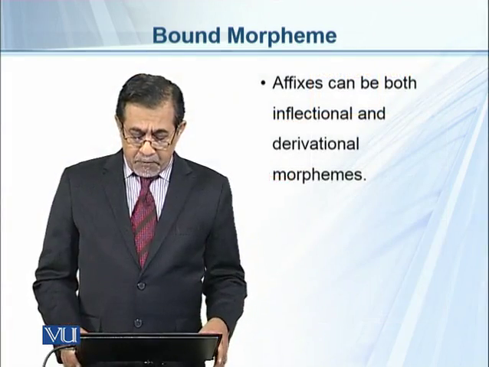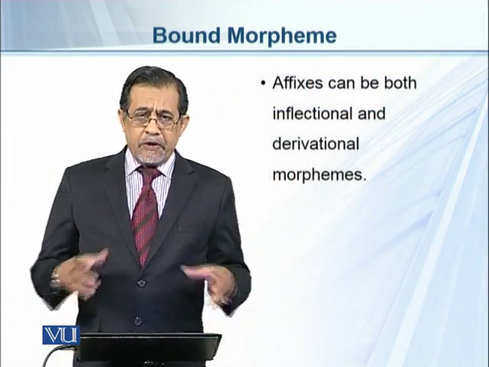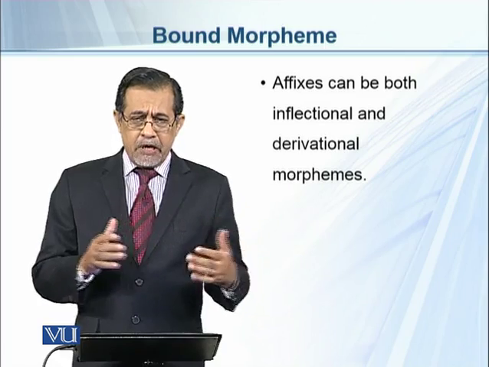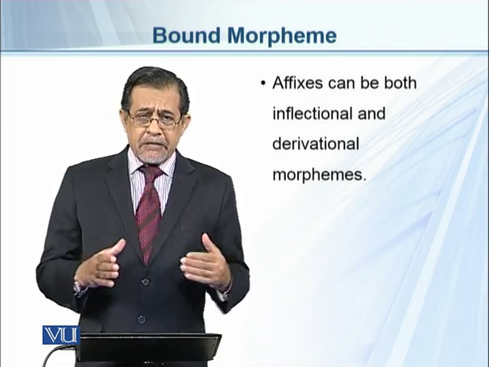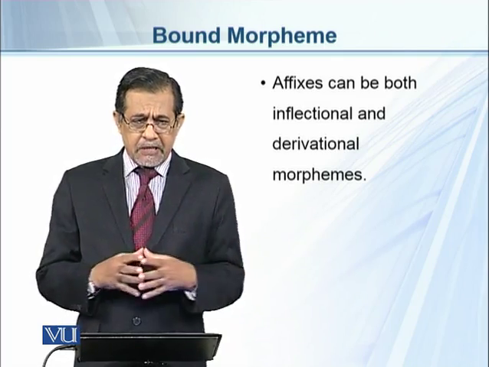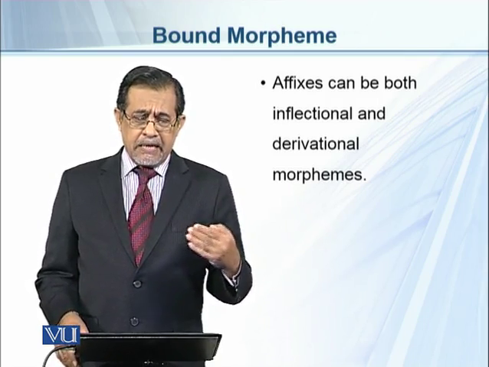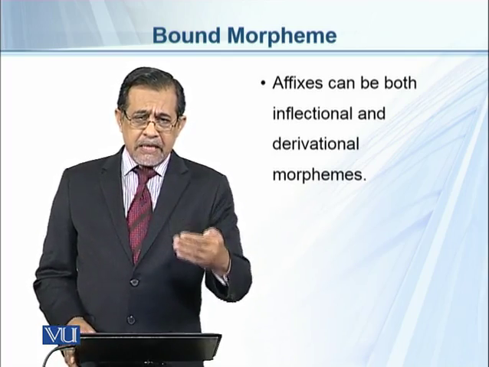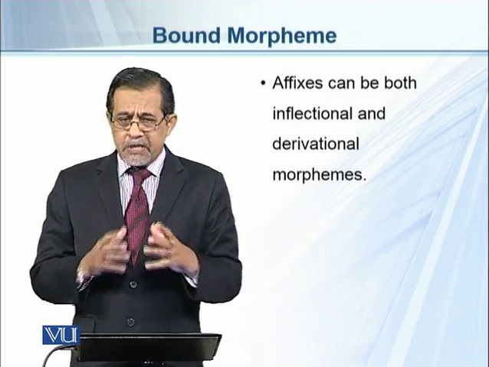So affixes can be both inflectional and derivational morphemes. So affixes that we attach to a stem before or after can be inflectional. Inflectional meaning that they make a different form of the same word. For example, if we have a noun like book and we add s to it, we make books. The word remains a noun. The class of the word does not change.